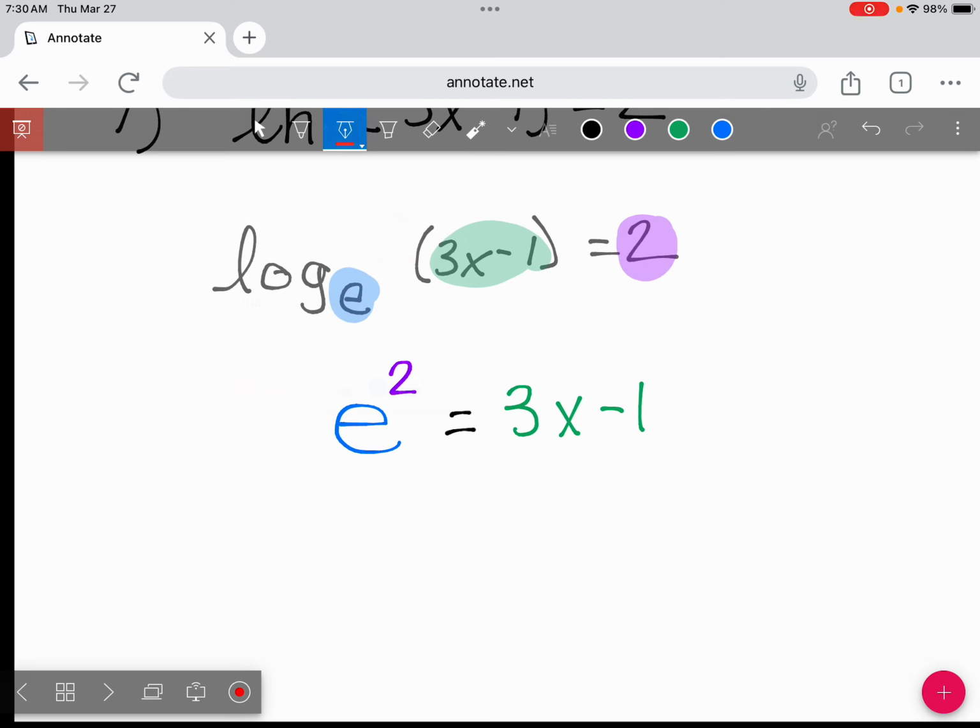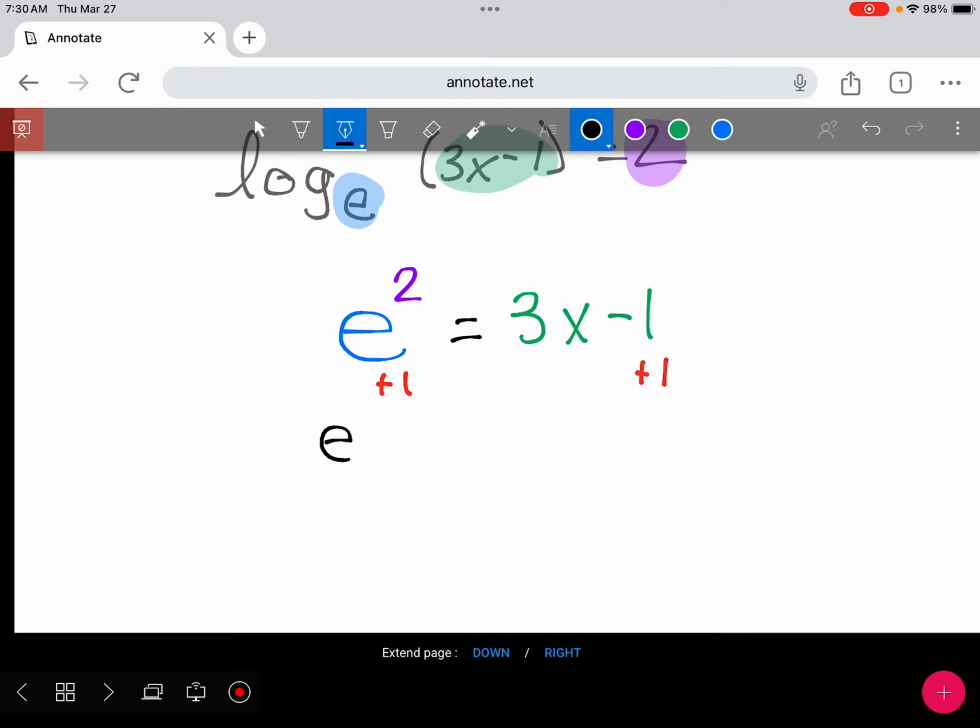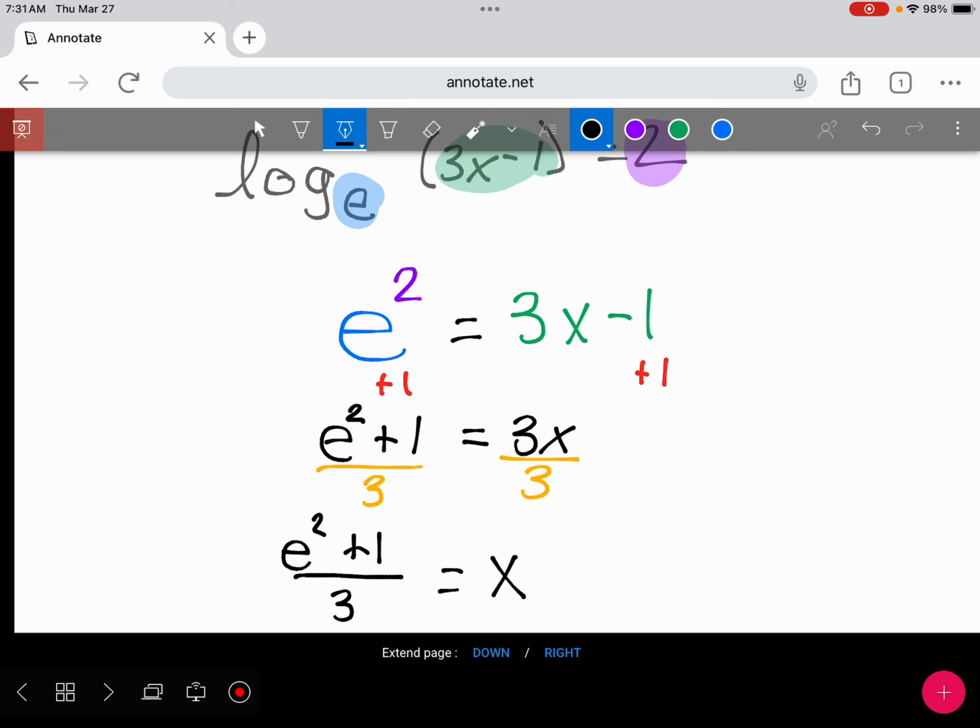So what can I do to get the x by itself? Add 1 to both sides. So I can write this left side as e squared plus 1 equals 3x. Okay. What do we do to get the x by itself now? Divide by 3. So we get that x equals this hot mess, e squared plus 1 all over 3.